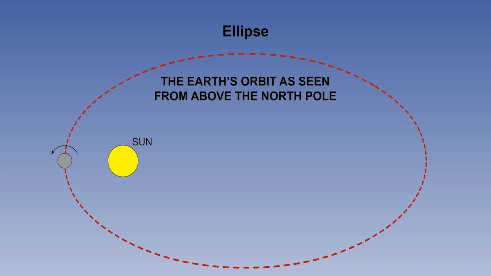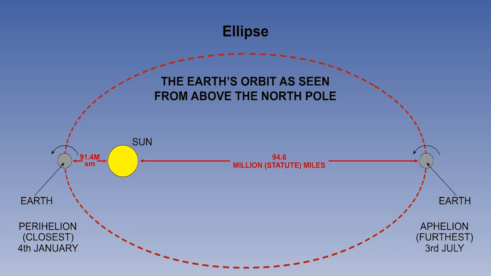Kepler's first law is that the orbit of each planet is an ellipse with the Sun at one of the foci. There is a near point called perihelion, which occurs on or around the 4th of January. The actual date varies, depending on where we are in the cycle of the leap year. The far point is called aphelion, and occurs on or around the 3rd of July.